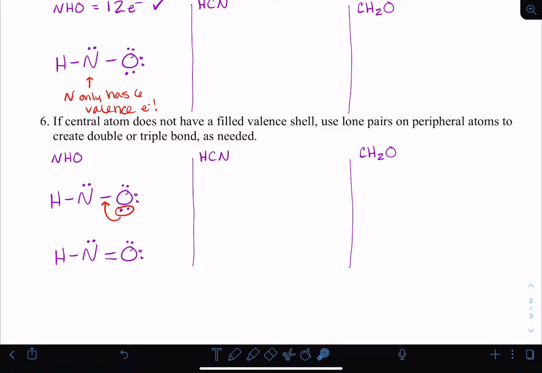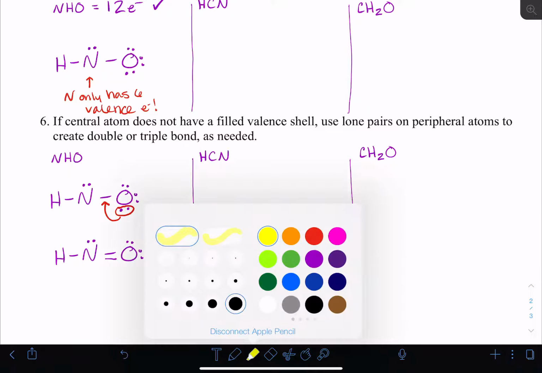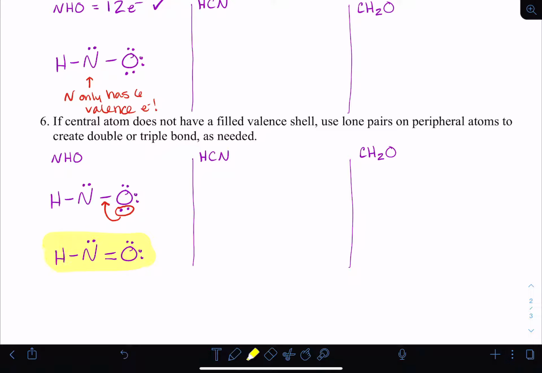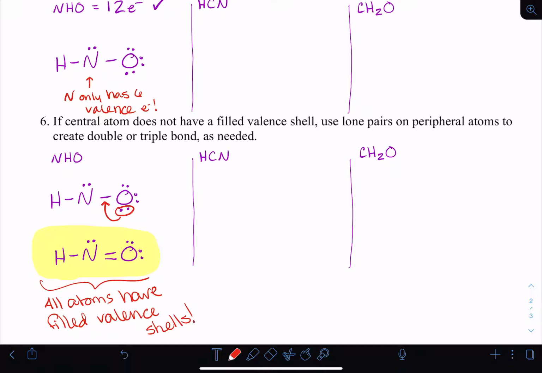So our final correct structure for HNO is this guy, that all atoms here have filled valence shells. And we have the correct number of electrons. So pause here and give the next one a try. Try HCN, see if you can apply those same ideas to come up with the structure.